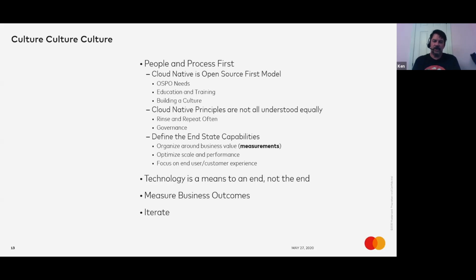One of the other principles that we've been looking at is that not all of the cloud native principles are understood equally. There are a lot of discussions about what certain aspects of cloud native mean, and we often repeat that discussion over and over again. So there's a rinse and repeat mentality that needs to be developed within the enterprise space, where you're always helping your developers and your platform teams understand what these different principles mean, and how that meaning should be the same across all of the different teams.